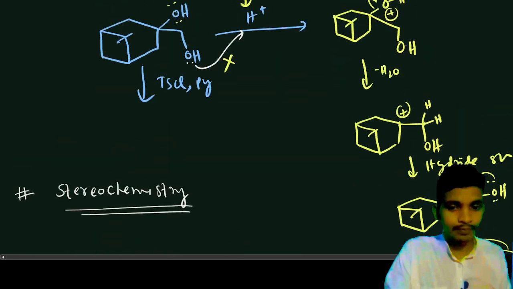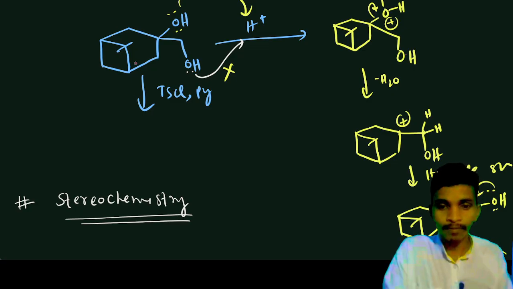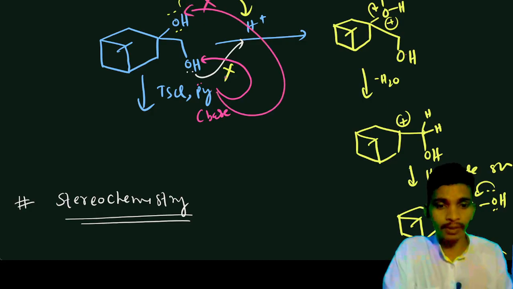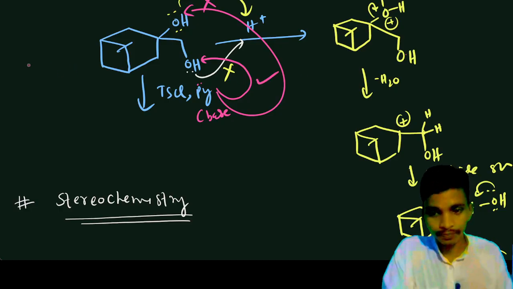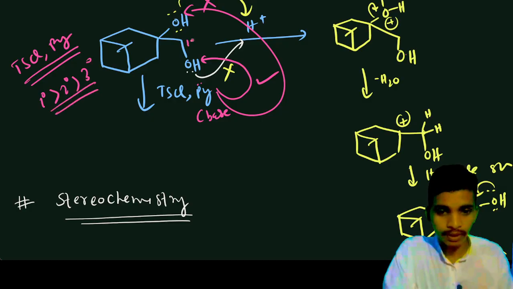Now if TsCl is there, in that case what will happen? Pyridine is there, so this pyridine will not go for the proton, it will abstract the proton, as this is the base. For TsCl and pyridine, the rate of reaction is 1 degree, then 2 degree, then 3 degree. So it will do this, because this is the 1 degree OH group, and this is the 3 degree. So the first preference will be this one.